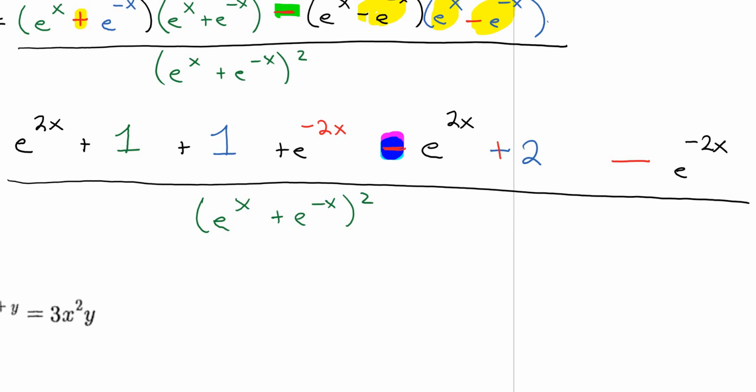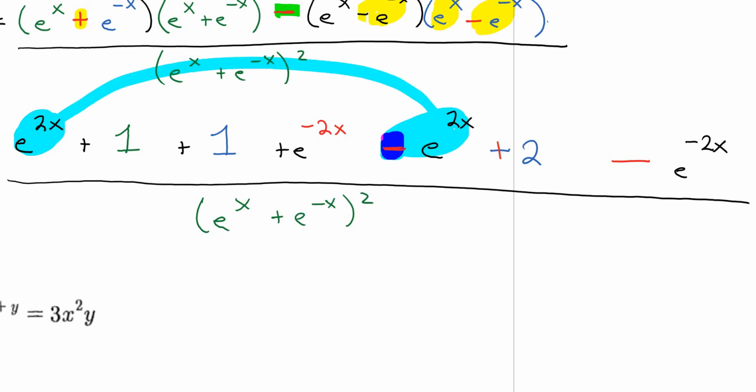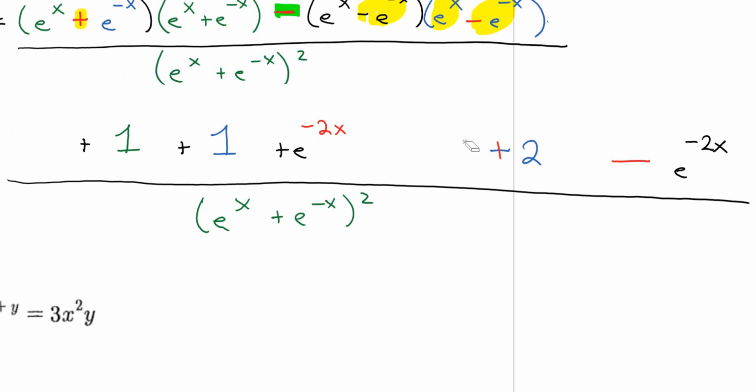And then you'll notice that this blue guy, the e to the 2x, and this part right here, if I combine those guys, they just cancel out, right? So those are like terms, I can just cancel those out. And then you'll also notice that this guy right here and this guy right here are also like terms, they cancel each other out as well, so I can cancel those guys out. And then you'll notice that I have a plus 1, a plus 1, and a plus 2. 1 plus 1 plus 2, that just gives me 4. So I'm going to erase all that, and then I just have a 4 here.